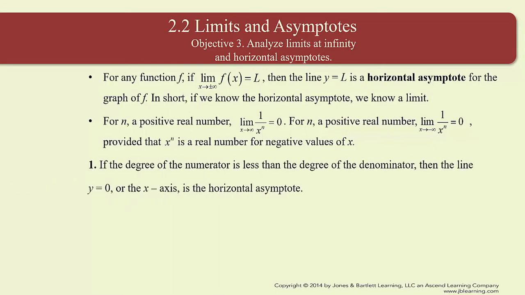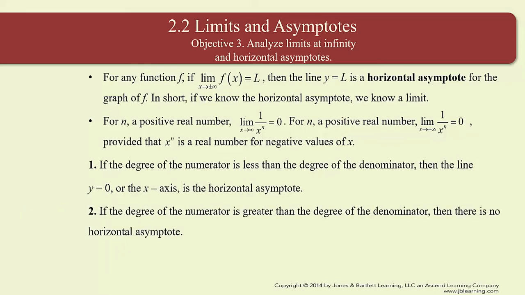So the first thing, all of this is going to revolve around the degree of numerators and denominators. So first thing, if the degree of the numerator is less than the degree of the denominator, then the line y equals 0, also known as the x-axis, is the horizontal asymptote. Please remember that degree is the largest exponent that you see.